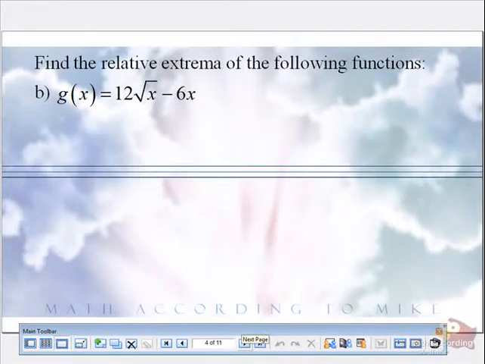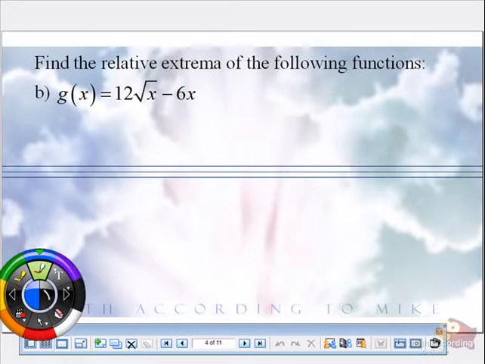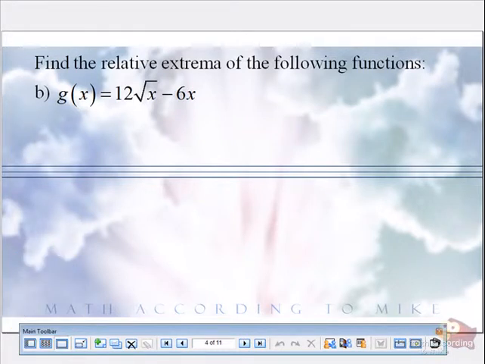g of x is 12 times the square root of x minus 6x. Absolutely ew. Same three sections though. Notice we have a square root. It makes things more interesting. Part A. Oh, I didn't call it A, did I? I called it 1.